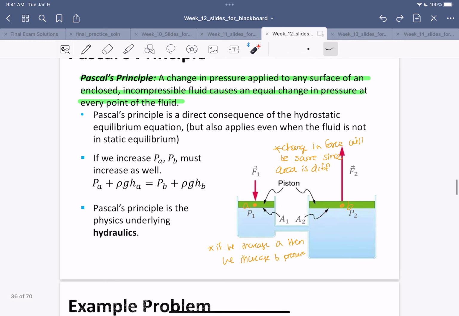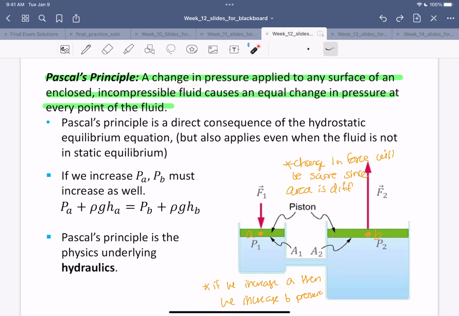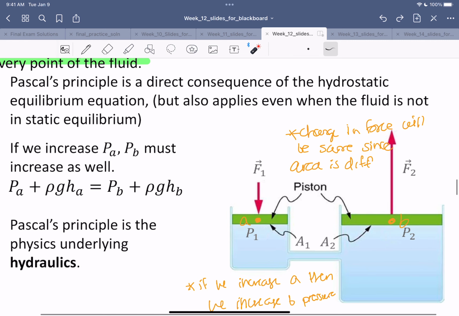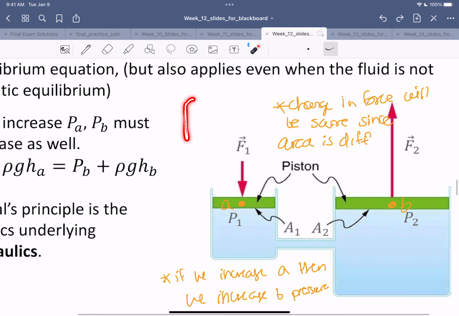But I think Pascal's principle is really important. Pascal's principle tells you that any change in pressure applied to any surface of an enclosed, incompressible fluid causes an equal change in pressure at every point in the fluid. That just means if I apply a change in pressure here, I should see the same change in pressure at every single point in the fluid. Also with Pascal's principle, I have pressure as force divided by area.